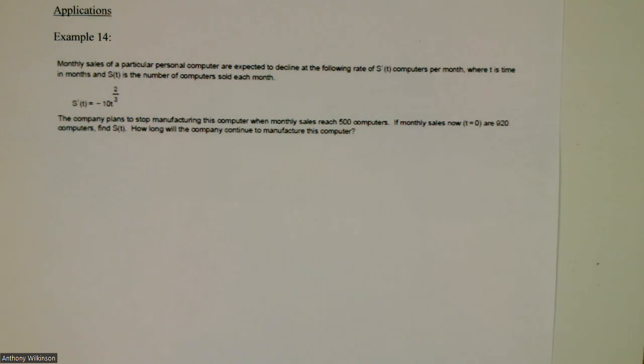So here's the derivative. S prime of t is equal to -10t to the 2/3. The company plans to stop manufacturing this computer when monthly sales reach 500 computers. If monthly sales now, which is going to be t equal to 0, are 920 computers, find S of t. How long will the company continue to manufacture this computer?